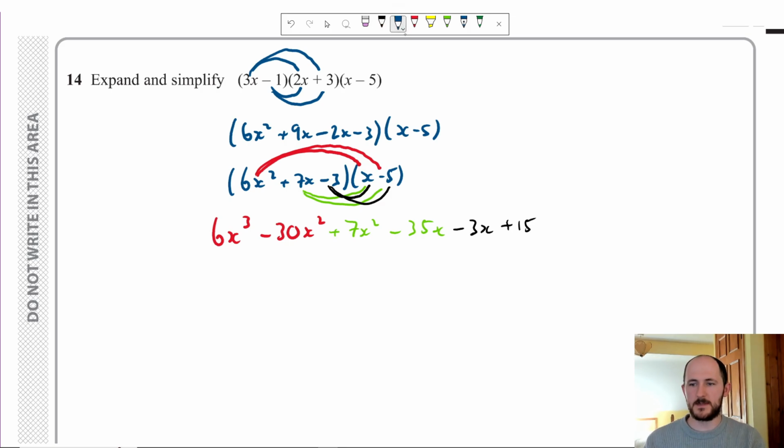Gathering all the like terms, so we have 6x cubed. That's the only x cubed, so I'm done with that. With the squareds, we have minus 30x squared plus 7x squared. So we have minus 23x squared. Then we have minus 35x minus 3x. That's minus 38x. Then a plus 15.